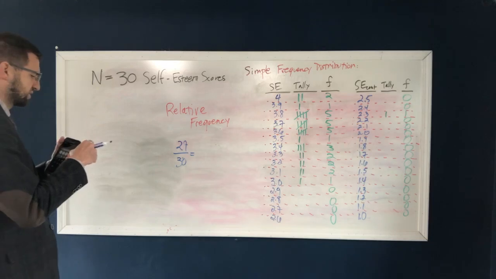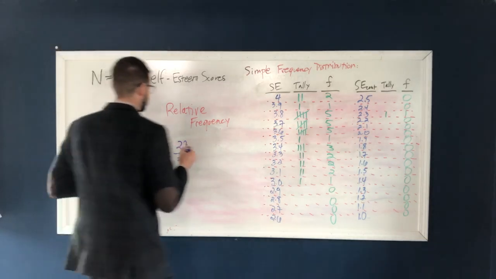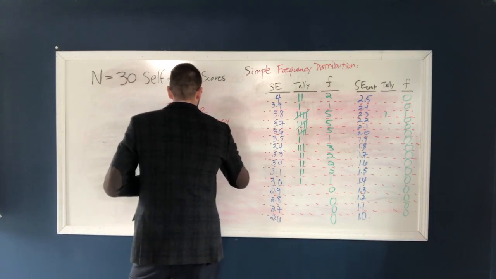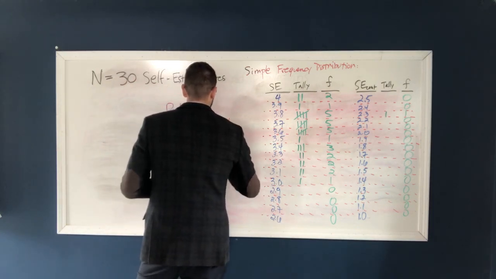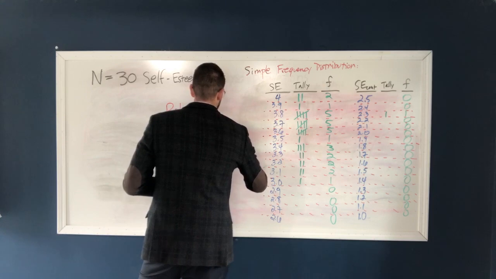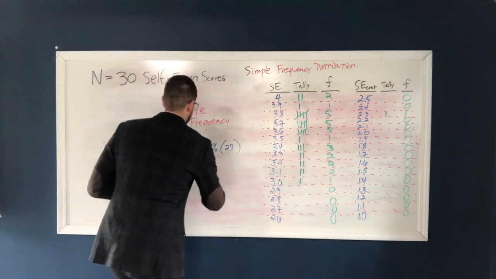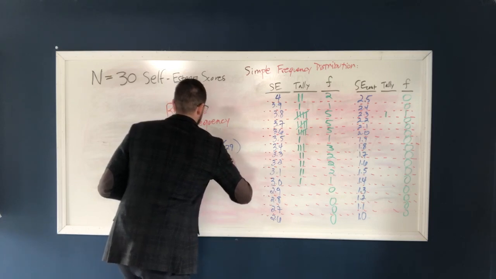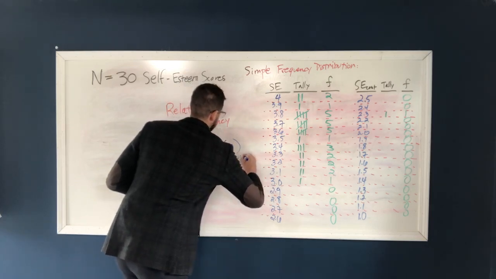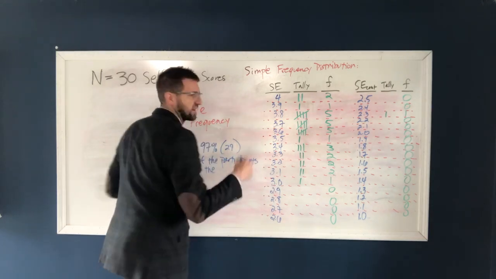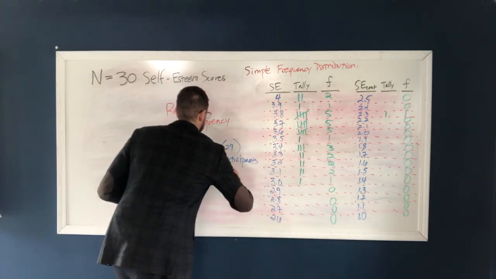So you can make the statement that 97%, and that's 29 participants, of the participants. Here, I'll write it up and then I'll talk about it.